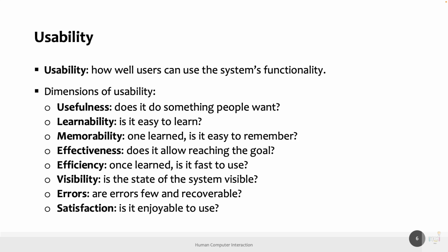Memorability, effectiveness. So we started from need finding, so we identified some needs, and we also defined some tasks. So is your system able to support users in performing these tasks? To what extent? Then there is efficiency, visibility. Visibility is more about the state of the system. Is it visible or not? Errors are there. Of course, users will do errors in your system, but can they recover from these errors or no?